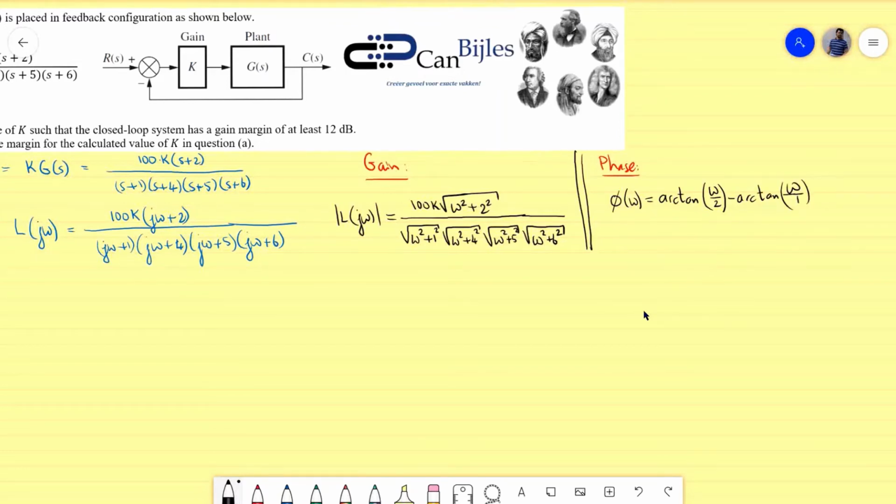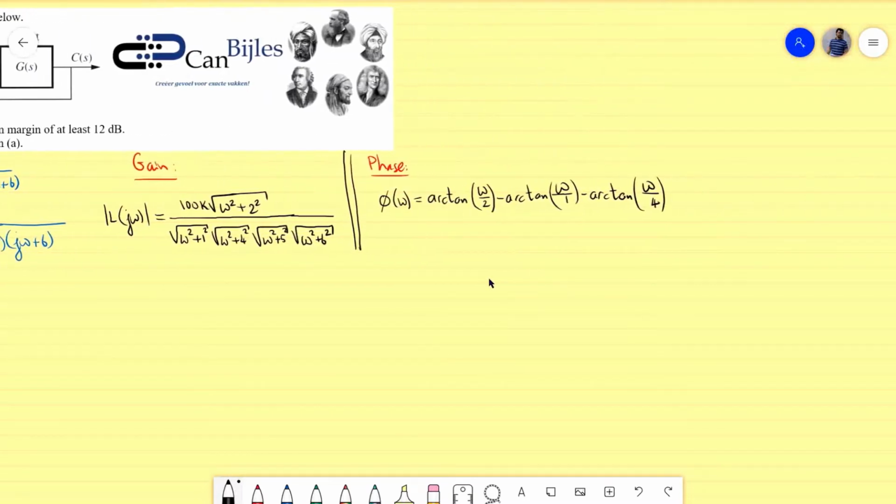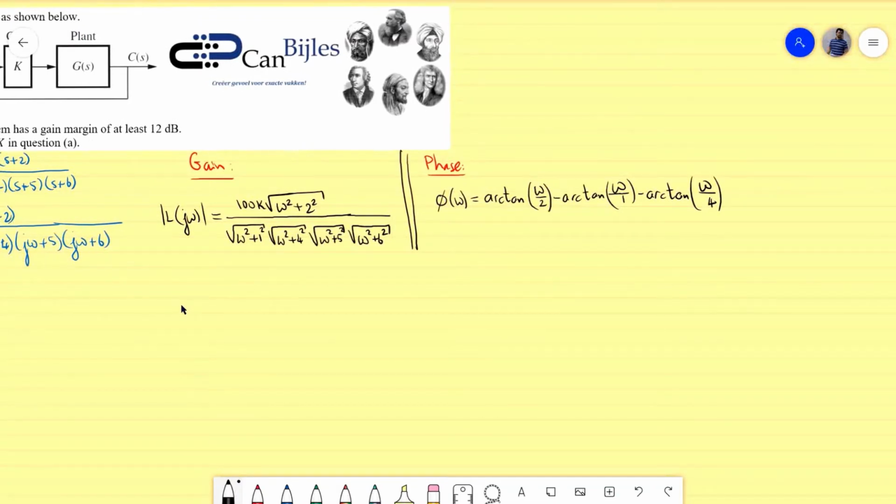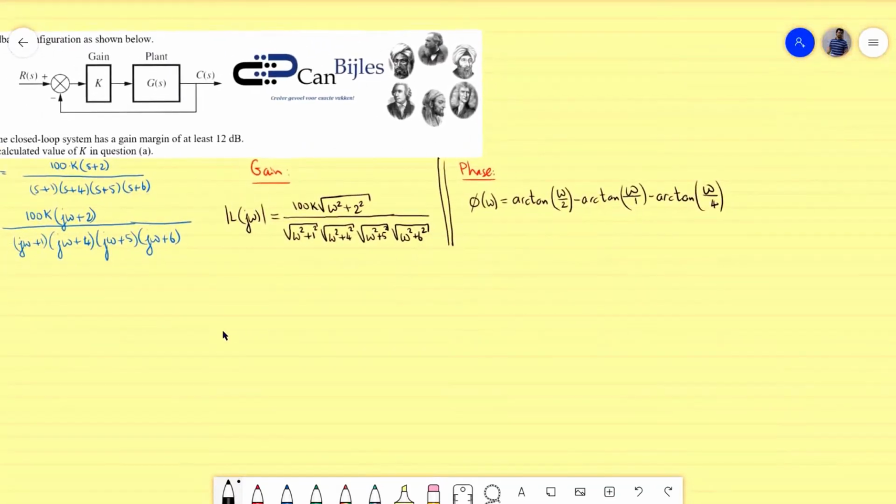Of course, it's just omega. And then minus arctangent omega divided by 4. Let me move a little bit more to the right side, or zoom out. So what we have is a minus sign and an arctangent omega divided by 5, and the final one is the minus arctangent omega divided by 6. So this is our expression for the phase, and this is our expression for the gain.